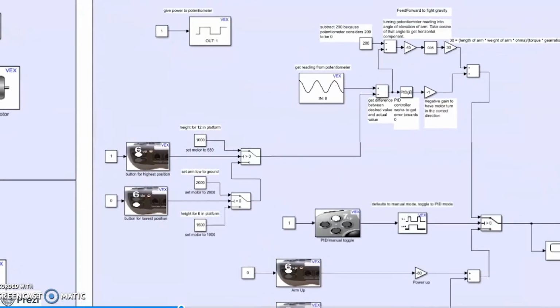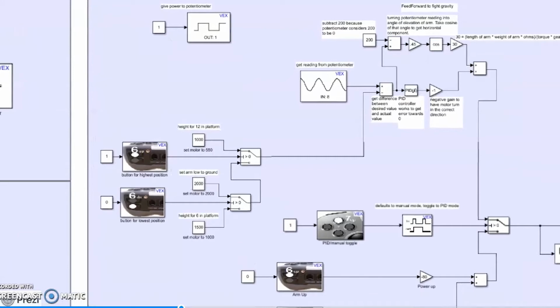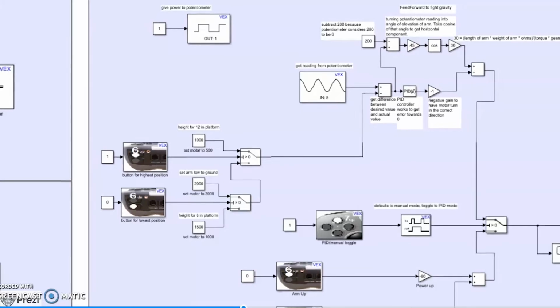PID loop. We use buttons 6 up and 6 down to select one of 3 desired heights: the floor, the 6-inch platform, and the 12-inch platform. The values in the code were determined based on testing of the potentiometer's output at those heights. The default height is set to the 6-inch platform. When the 6 down button is held, the desired height is set to the ground. When the 6 up button is held, the desired height is set to the 12-inch platform.